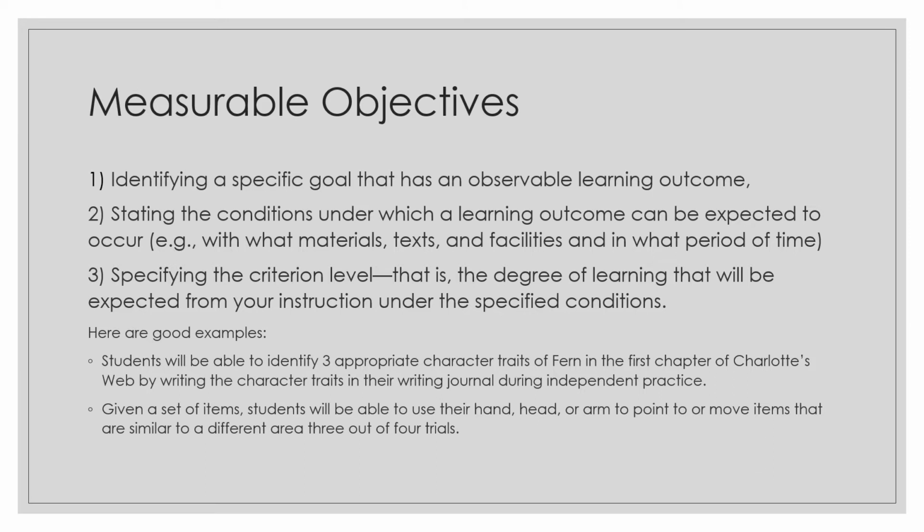So if they have 2 appropriate character traits, they don't meet the target. Or if they have 3 character traits, but they're not appropriate, they don't meet the target. So to meet the target, they have to have 3 and they have to be appropriate.